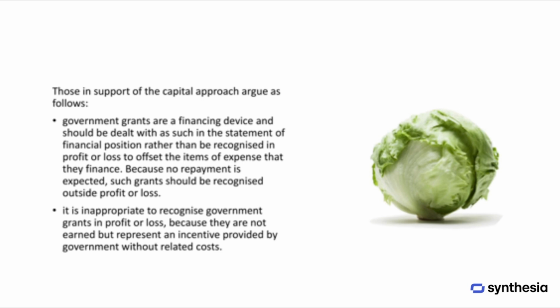Supporters of the capital approach believe that government grants should be treated as a form of financing. This means they should appear in the statement of financial position rather than in profit or loss as a way to offset expenses. Since these grants do not need to be repaid, they argue that recognizing them outside of profit or loss is the correct approach. They also point out that government grants should not be recorded in profit or loss because they are not earned income. Instead, these grants are incentives provided by the government without any associated costs.